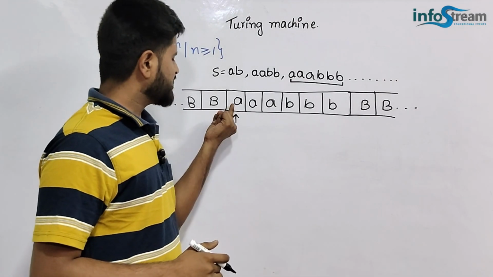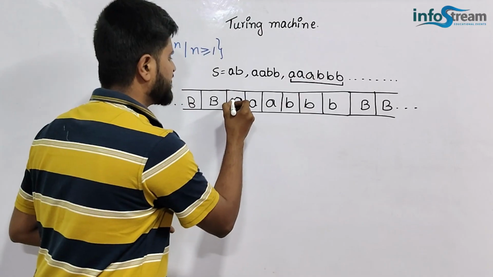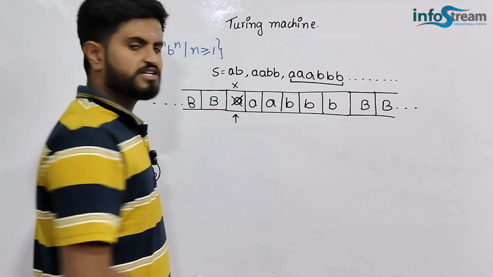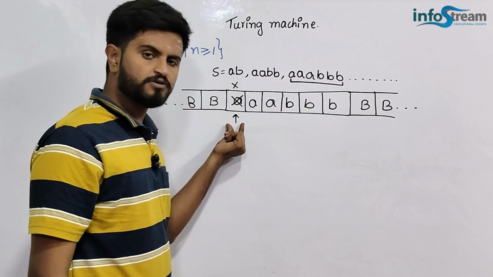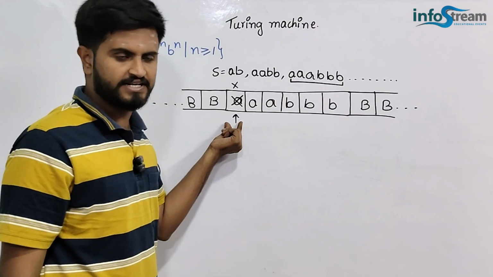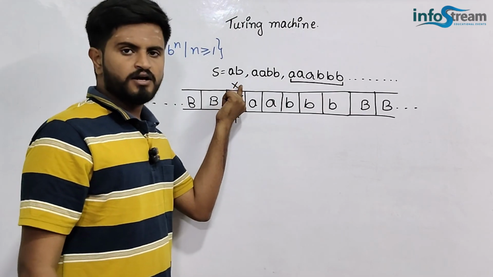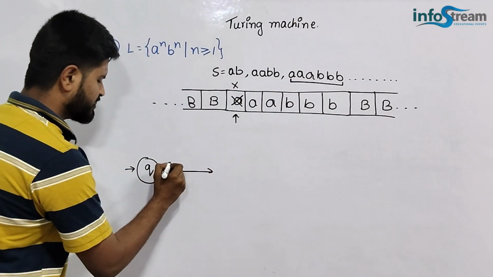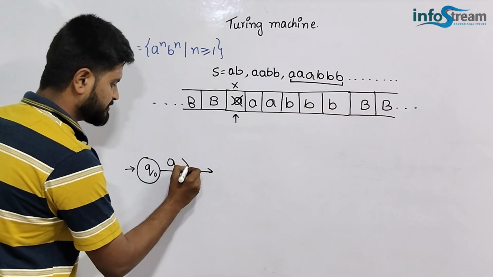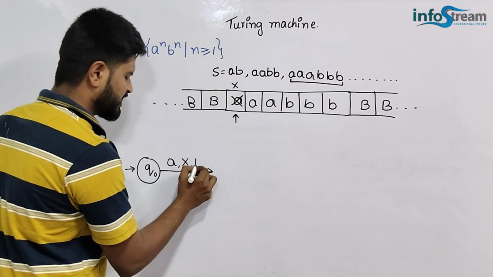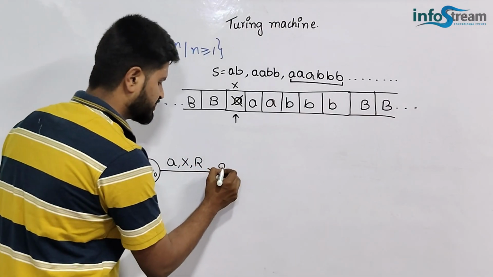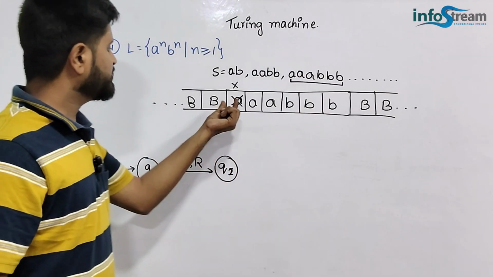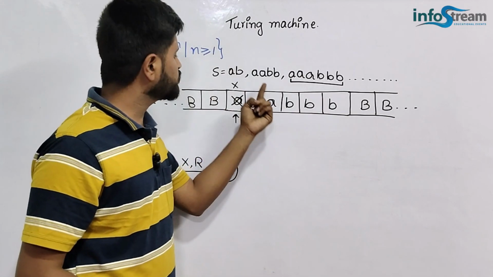At the start we have A. When I encounter A, I will strike it out and replace it with X. So when I encounter A using the read write head, I strike it out and assign the value X. Then I move towards the right side, to the next state, which I take as Q1. So I replace the A value with X and move to the right.